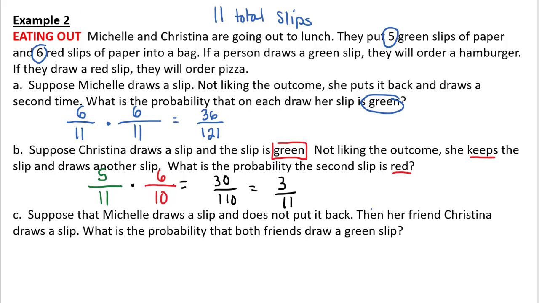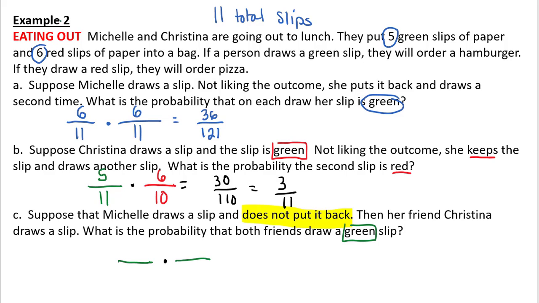Lastly, suppose Michelle draws a slip, does not put it back, then her friend Christina draws a slip. What's the probability they both pick green? So I need a green times another green. But there's a key phrase in here: she does not put it back. Okay, so that's going to be really important to us.